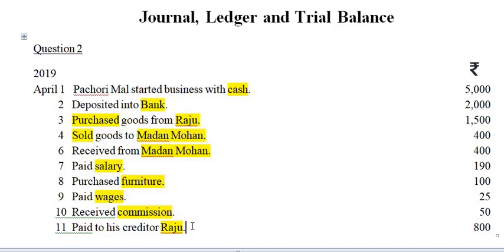So how are you making the payment? Cash or bank? Nothing is mentioned. Again, by default, it is cash. Okay. So always remember that in case of journal, you have to remember these three things.